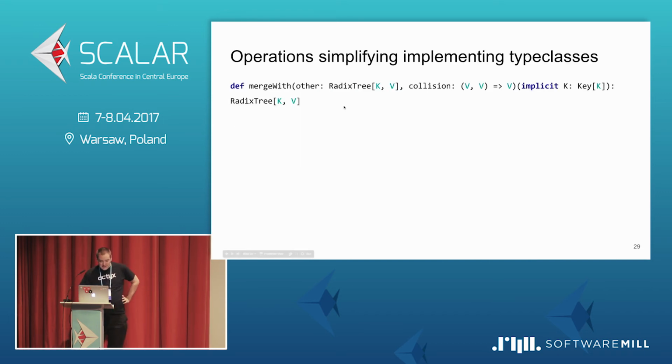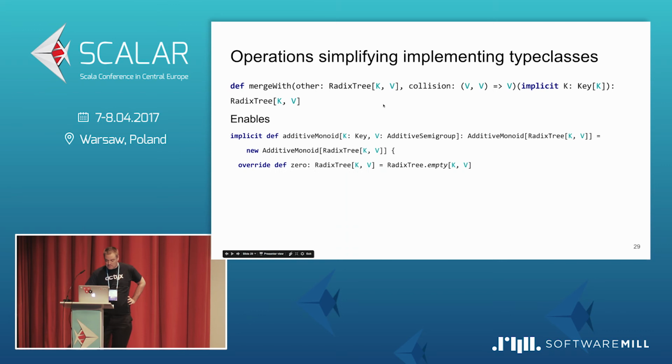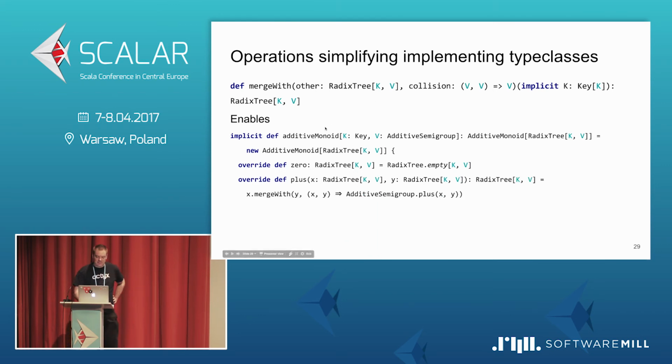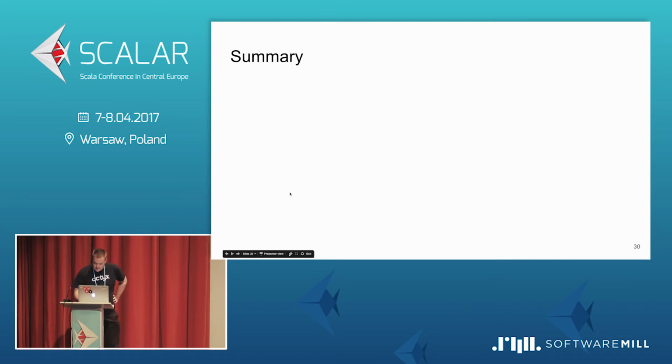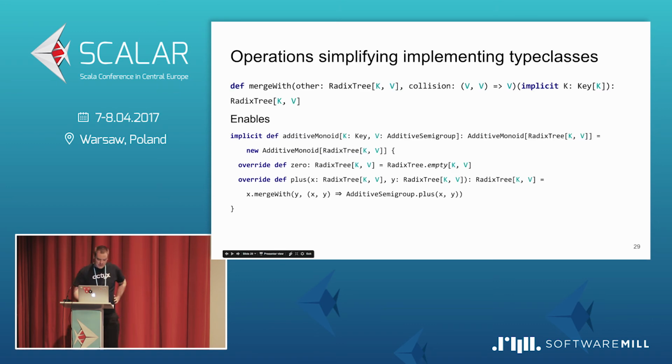So yeah, there are some operations which simplify implementing type classes. There's a merge operation that allows you to pass a function to specify what to do in case of a collision, and that you can use to implement an additive monoid very easily. I mean, it's all boilerplate. The only interesting thing is here, the merge with call. Okay, so now I think I'm basically done with presenting the data structure itself.